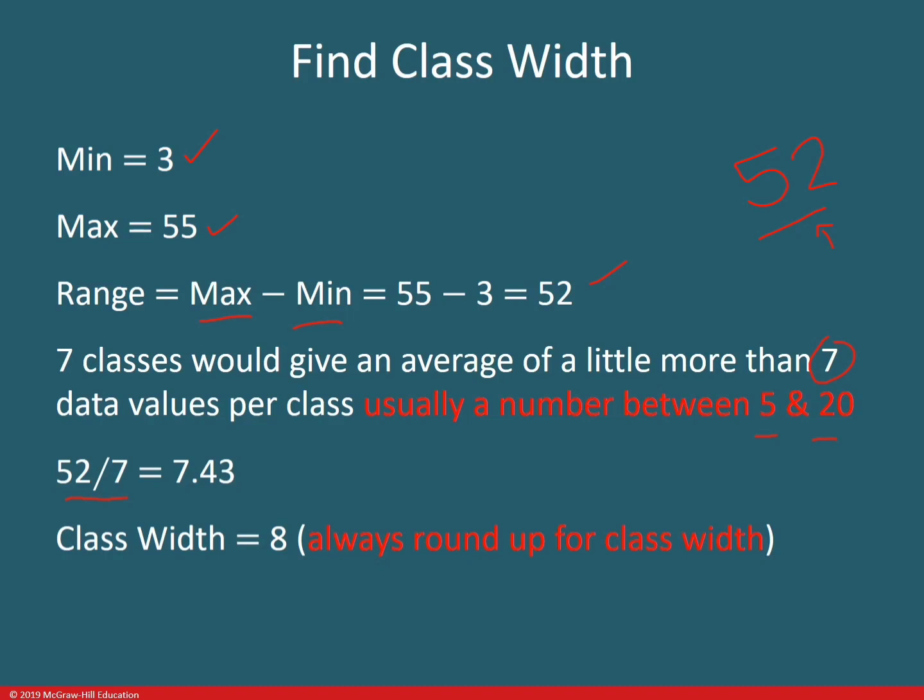For the class width, you have to always round up. Even if it's 0.43, which you would normally round down, we would round up. The reason for rounding up is because we do not want to miss or skip any number. We'd rather be above than below, and it'll make more sense once I show the table.